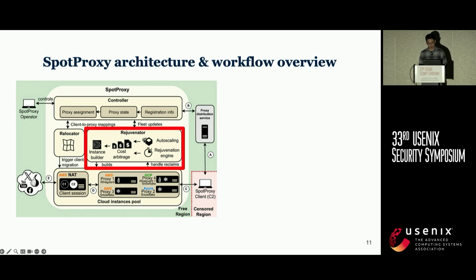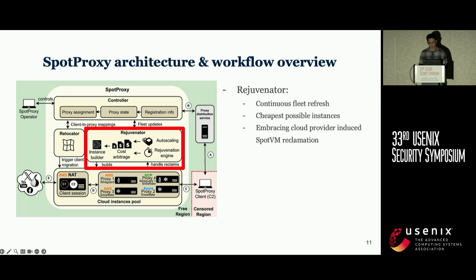After this, our rejuvenator would kick in, and what it essentially does, among other things, is continuously refresh the fleet by finding the cheapest possible instances within various cloud providers and within different regions and availability zones and so on. And it also embraces cloud provider-induced Spot VM reclamation, and in doing so, allows it to accumulate a massive proxy fleet over time. And this, in turn, allows it to counter IP-based blocking. Finally, the controller takes in these rejuvenation actions and actually performs reassignments based on that.